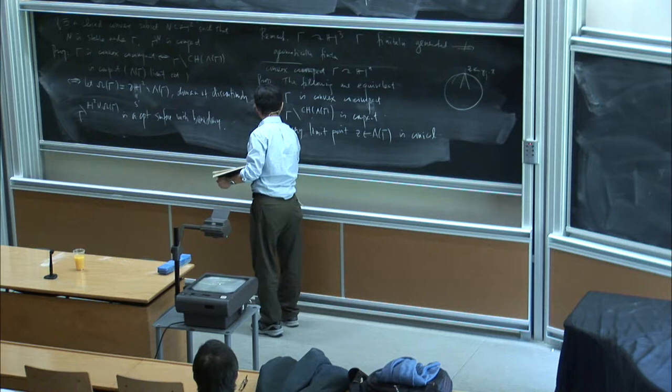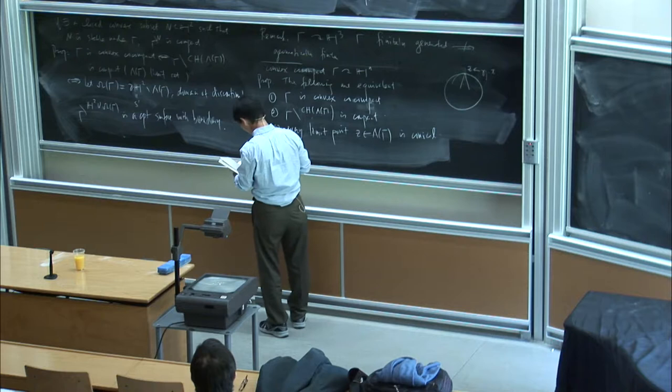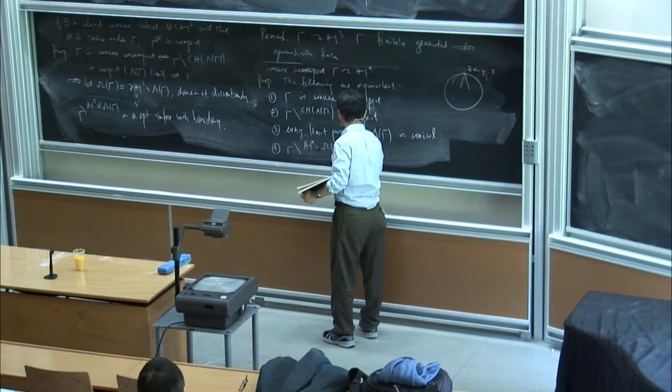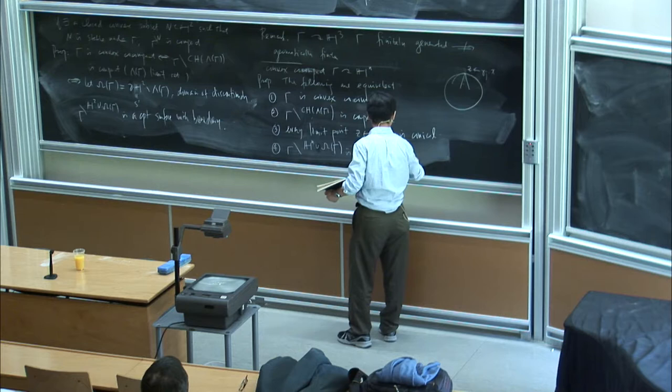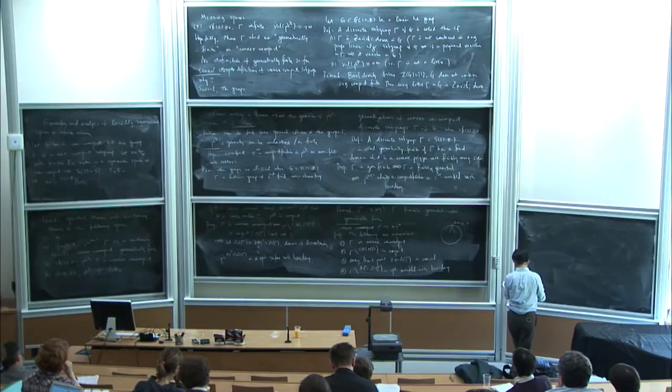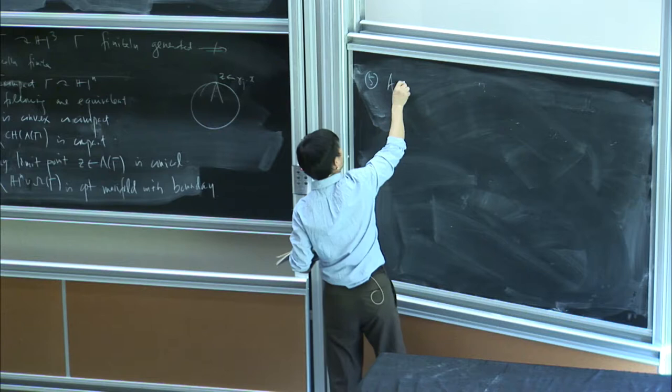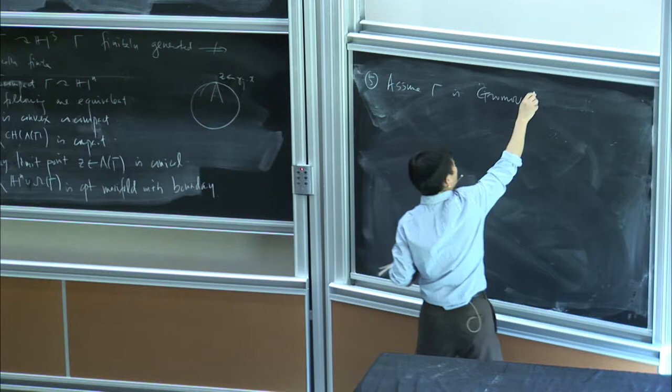And the property four, you look at the domain of discontinuity, so you add the domain of discontinuity. This is a compact manifold with a boundary. Okay, so that's four. And what's five? Here we assume gamma is Gromov hyperbolic. And so we have the Gromov boundary.